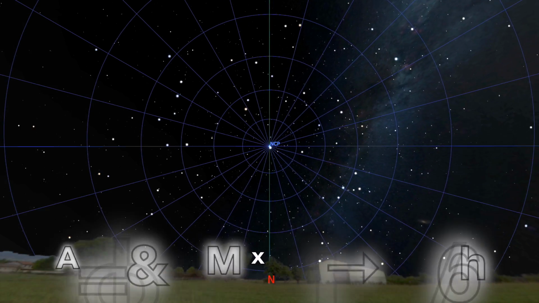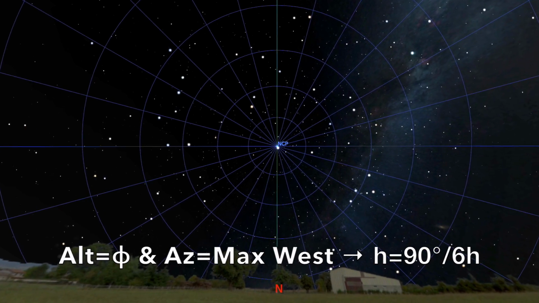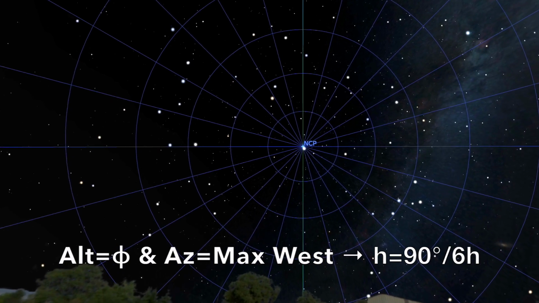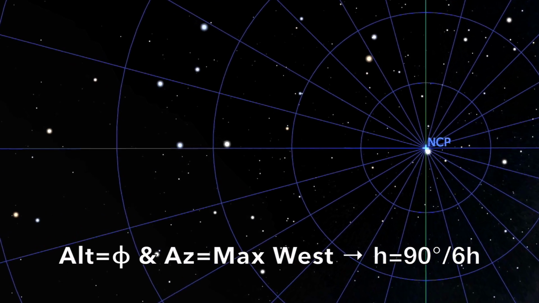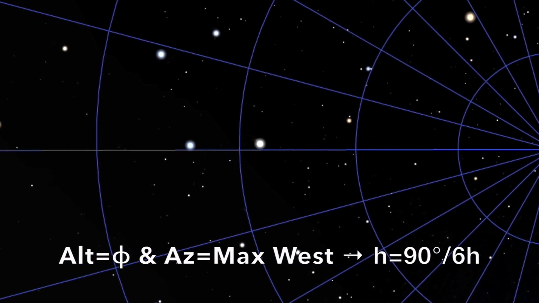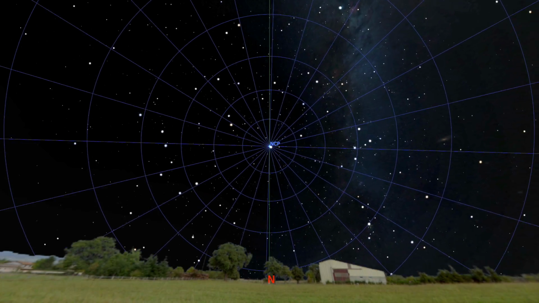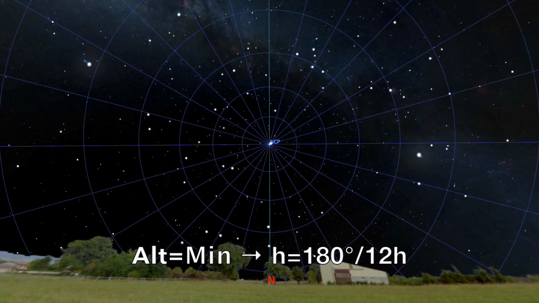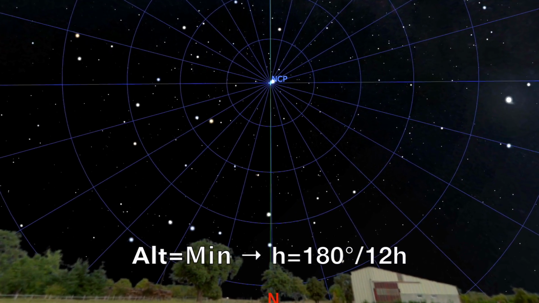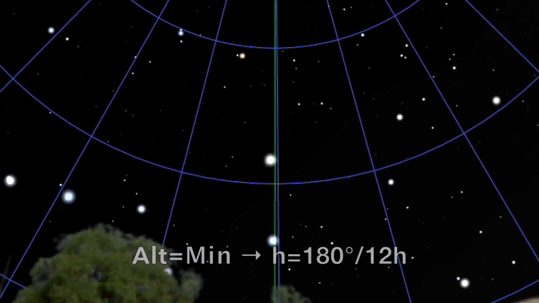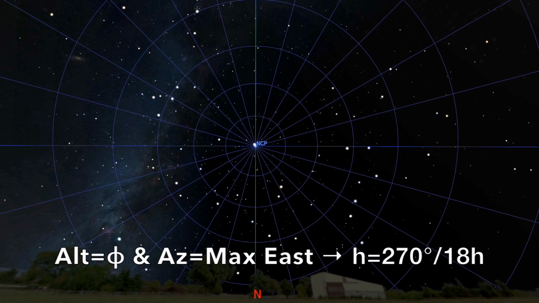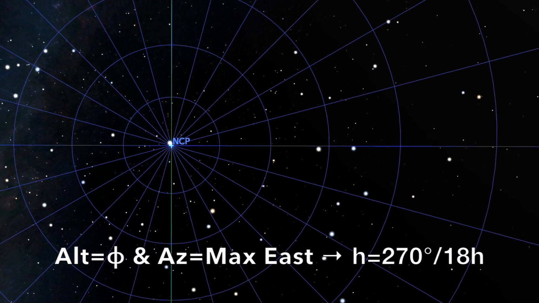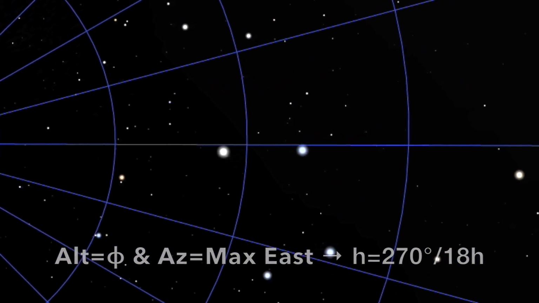since it is located along the meridian above the pole. An object located at an altitude equal to the latitude and at its most westerly azimuth will have an hour angle of 90 degrees or 6 hours, since it is located at a 90-degree angle relative to the meridian at an altitude equal to the plane of the poles. An object at its lowest altitude will be located along the meridian below the poles and have an hour angle of 180 degrees or 12 sidereal hours. And an object located at an altitude equal to the latitude at its most easterly azimuth will have an hour angle of 270 degrees or 18 hours.